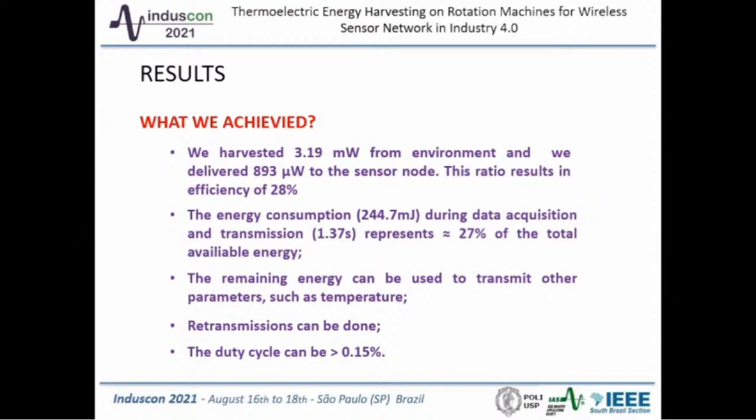The energy consumption during data acquisition and transmission represents approximately 27% of the total available energy. The remaining energy can be used to transmit other parameters such as temperature. Retransmissions can be done. And finally, the duty cycle can be greater than 0.15%.